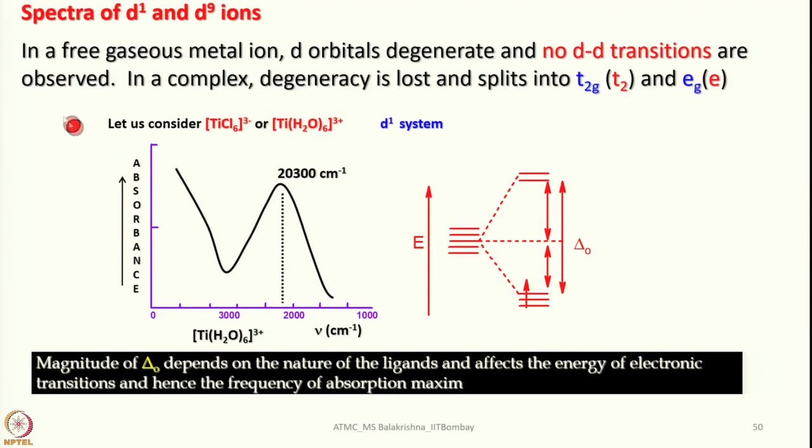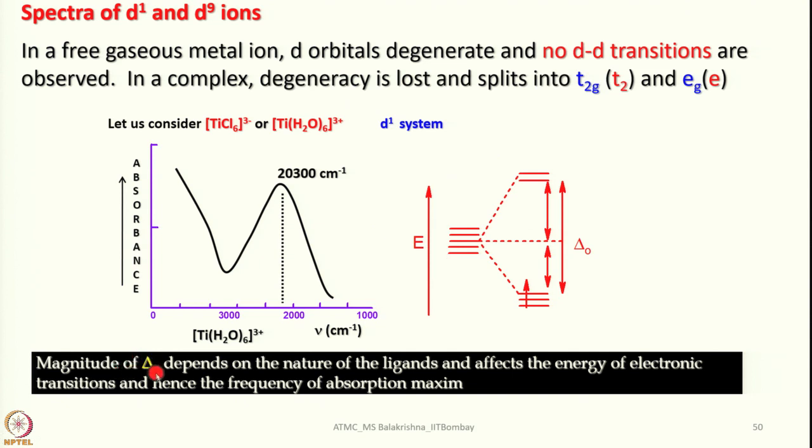Now let us look into the spectra of d1 and d9 species. In a free gaseous metal ion, the d orbitals are degenerate and no d-d transitions are observed. But in a complex, degeneracy is lost and mixing also takes place, splitting into T2g and Eg in octahedral complexes and T2 and E in tetrahedral complexes. I have given a typical spectrum here, discussing the examples of hexachlorotitanate(3-) and hexaaquatitanium(3+). Both are d1 systems, because titanium is in the +3 state in both cases. The hexaaqua complex spectrum looks like this, with absorption maxima around 20,300 cm^-1, happening because of the promotion of one electron from the T2g to the Eg level.